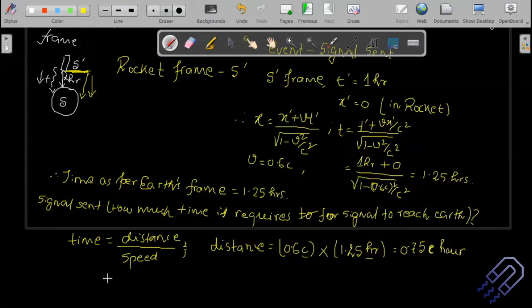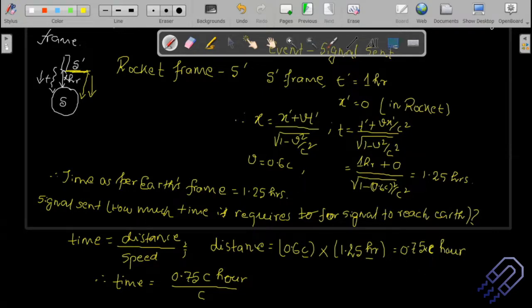That's the distance, right? Therefore, the time that the pulse takes to reach Earth from the spaceship is distance, which is 0.75 c hour, divided by speed. So it becomes simple. Sir, how is distance coming in hours? Yeah, I'm going to explain that to you. This is not hour. The unit is actually c hour.